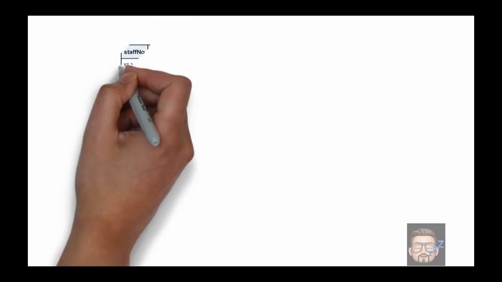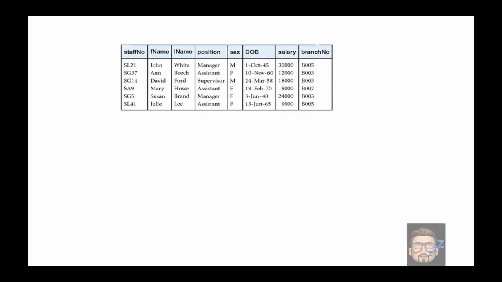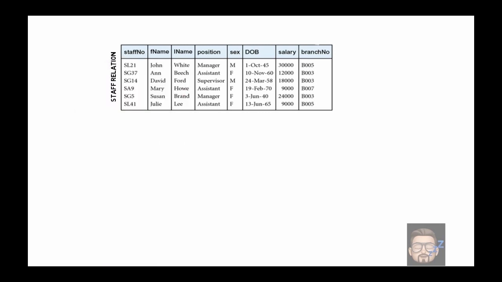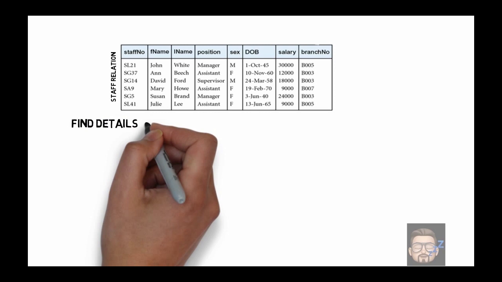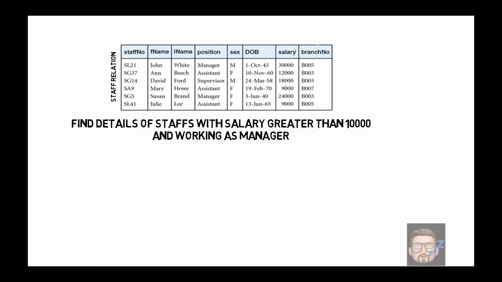Now let's take a look at another example. Let's say we have more than one condition. How can we do it? We have the same staff relation just now. What we would like to find is the details of staff with salary greater than 10,000 and working as manager. See, we still want to find the details of staff, means we want to get all of the columns here. However, we have two different conditions here. The first one is salary greater than 10,000 and the second one is working as the manager.